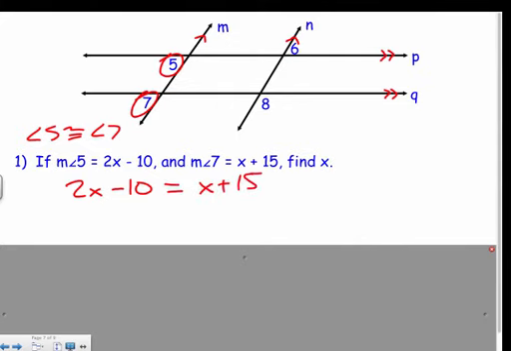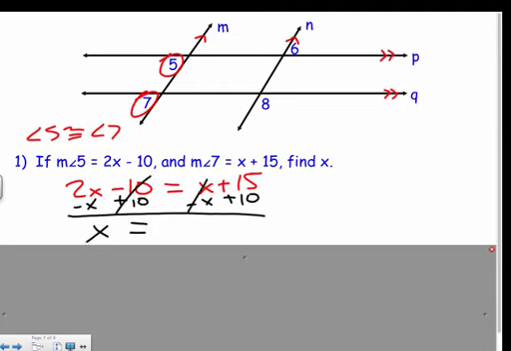And then we just go through our algebra, get our x's to one side, bring that minus 10 over to the other side. So I got x equals 25. And that's all I'm solving. Sometimes I might want to find the angle measure here, but it just says find x. So always go back and reread the directions.